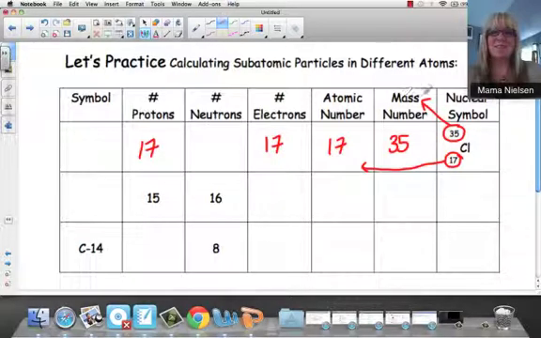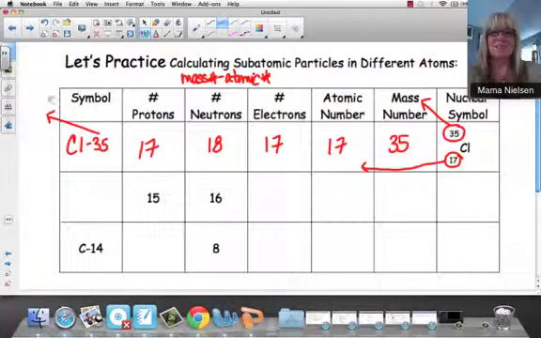To find my neutrons, remember, I have to take my mass number minus atomic number. So 35 minus 17 is going to give me 18. And my symbol, if I were just to write it, would be Cl-35. When we write the element symbol, this number right here that comes after it always represents the mass number.